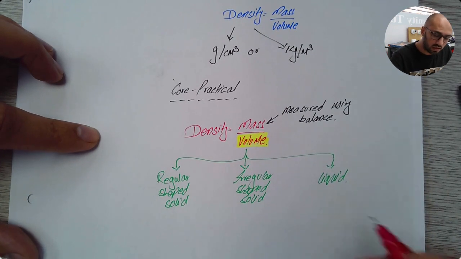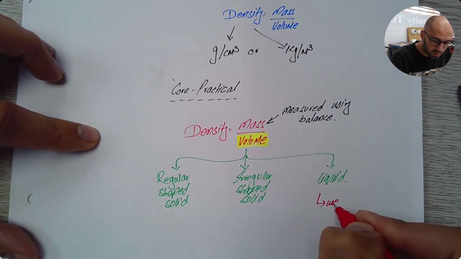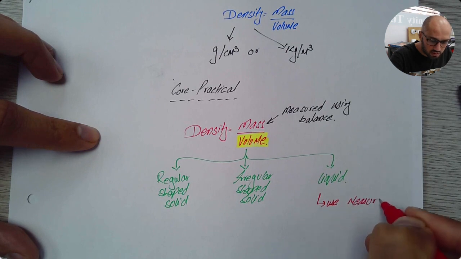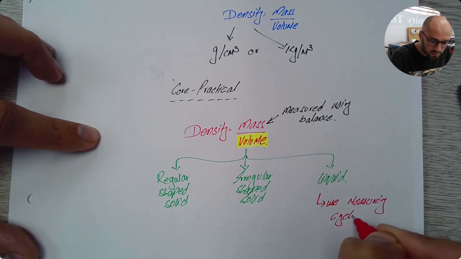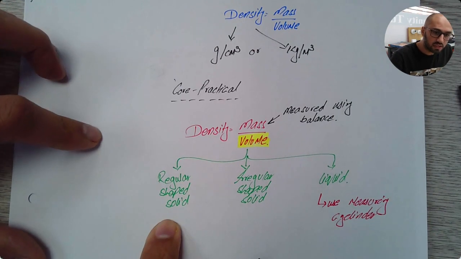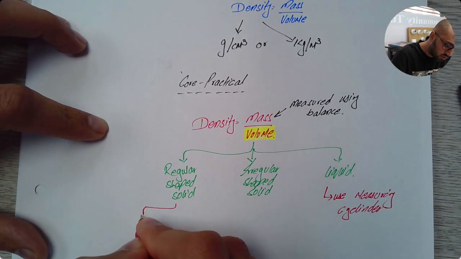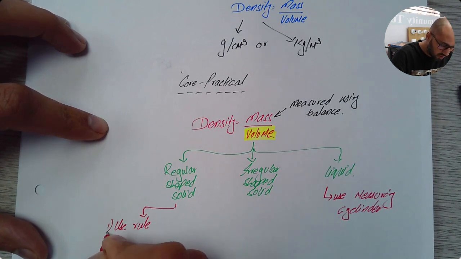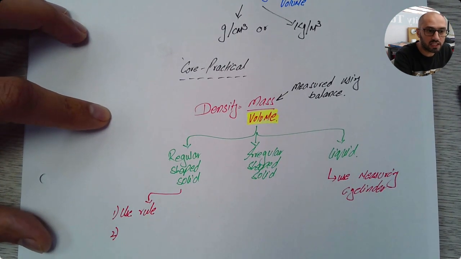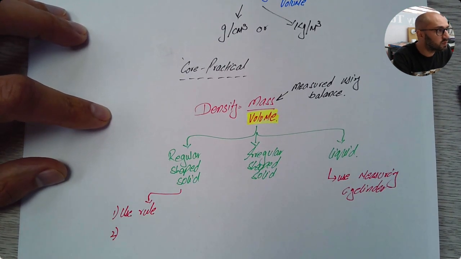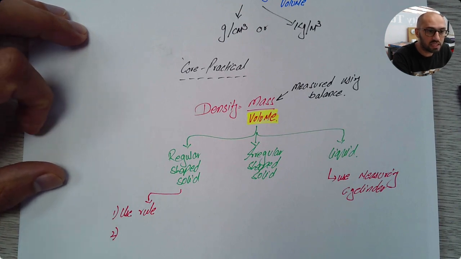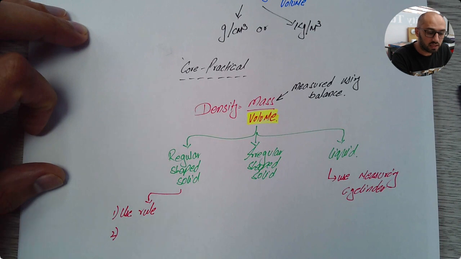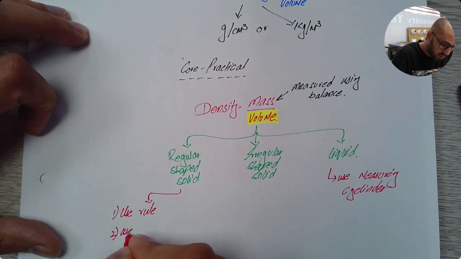Now, if it is liquid, it's straightforward. You will use measuring cylinder. If it is regular shaped solid, then you will use ruler. Number one. Number two, you will have to use expression from your maths. For example, we know the formula for volume of cube is length times width times height. The volume of cylinder will be base area times height, where base area is pi r squared times h. So you'll have to use equation.